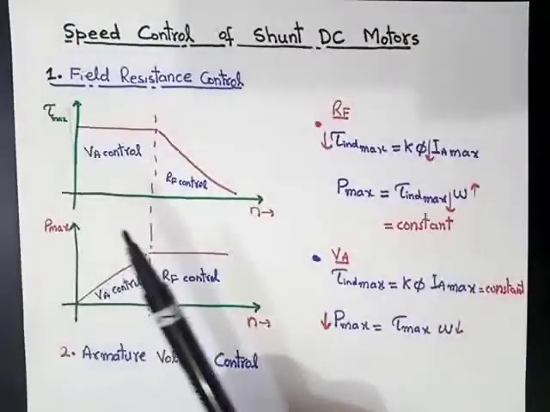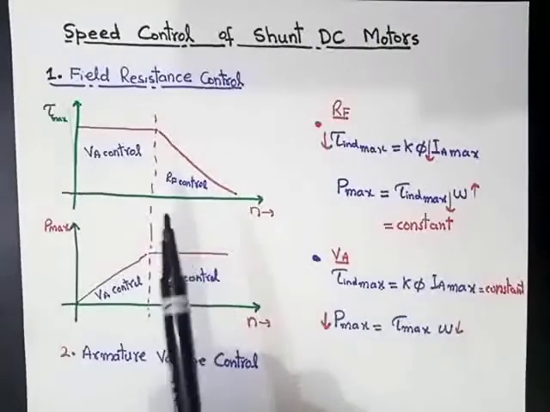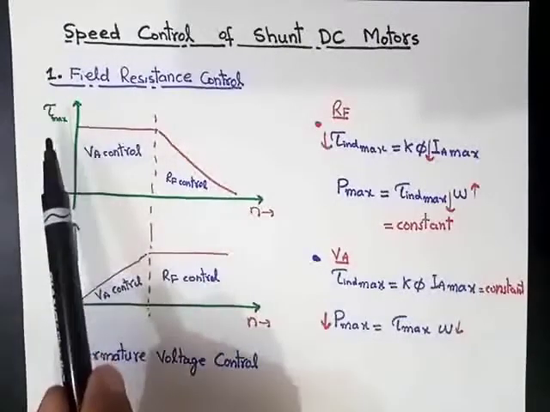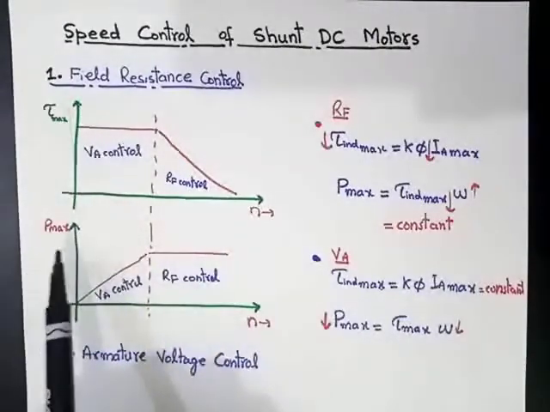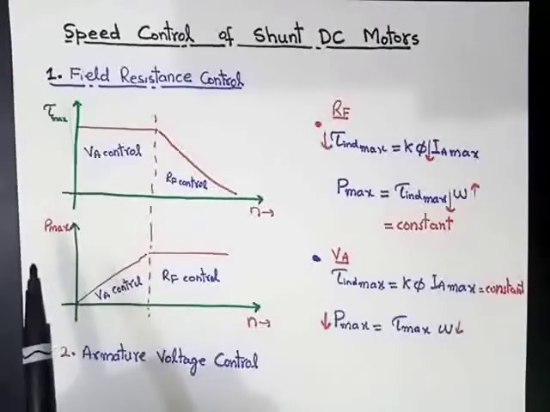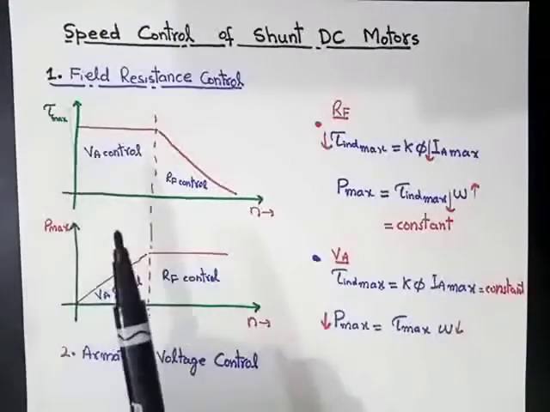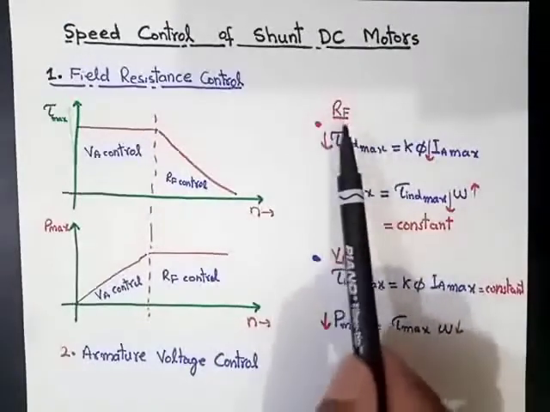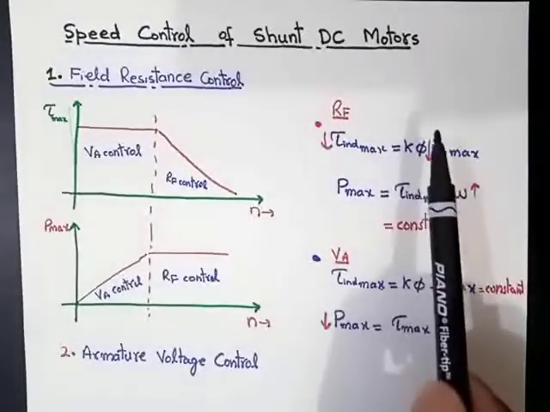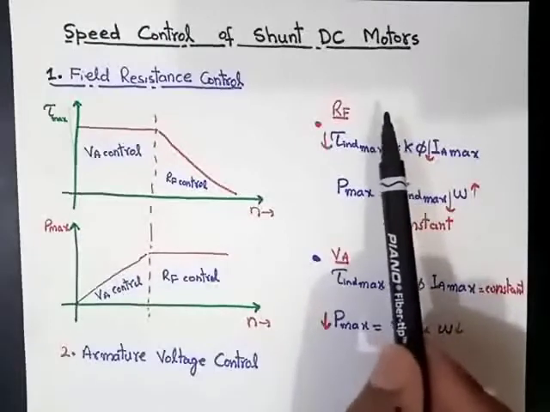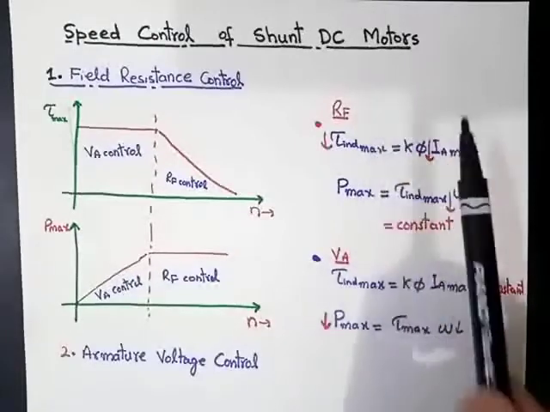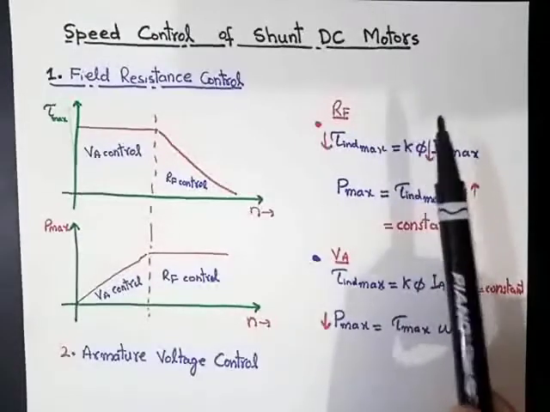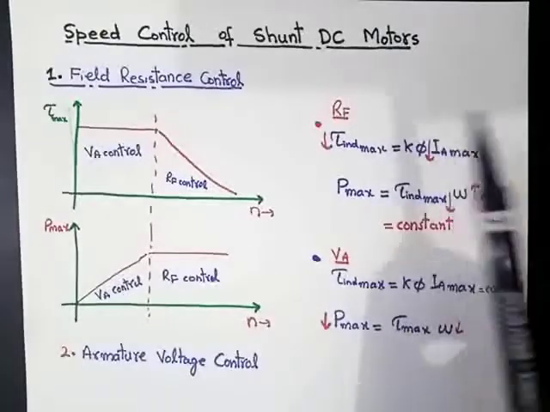Now we will discuss the graph which is going to show the maximum torque and the maximum power. You can clearly see all these factors as we have already discussed. In case of the field resistance control method, as we have already discussed, we normally increase the field resistance instead of decreasing.